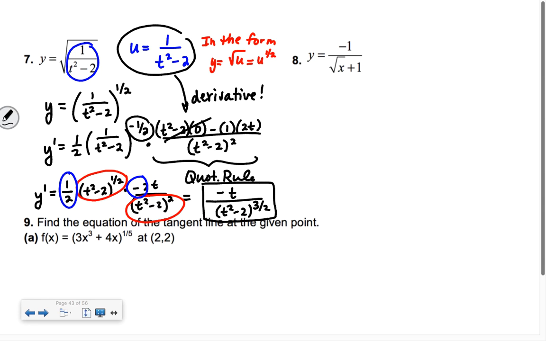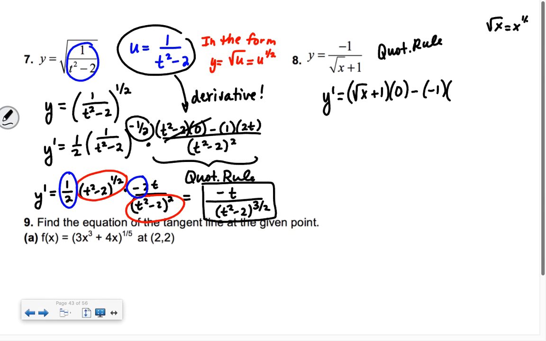All right, so this next one. What I would do is rewrite it as negative 1 times the square root of x plus 1 to the negative 1, or I would just use the quotient rule on this. If you're going to use the quotient rule, there's actually not even a chain in it then. So your quotient rule would be low, d high, the derivative of negative 1 is 0, minus high is negative 1, d low. So what's the derivative of the square root of x? It's x to the 1/2, right? 1/2 x to the negative 1/2.